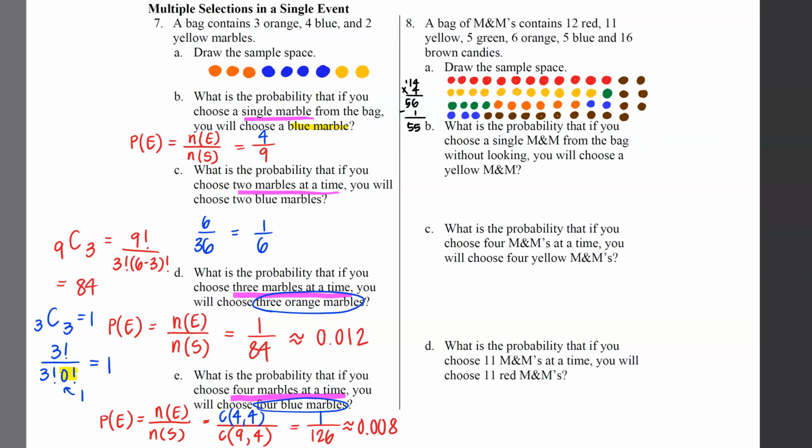At this time, if you can go ahead and pause the video and work on question number 8, you're going to answer letters B, C, and D. Please be prepared to share your answers for letters B, C, and D next class. And now we'll move on to question number 9.